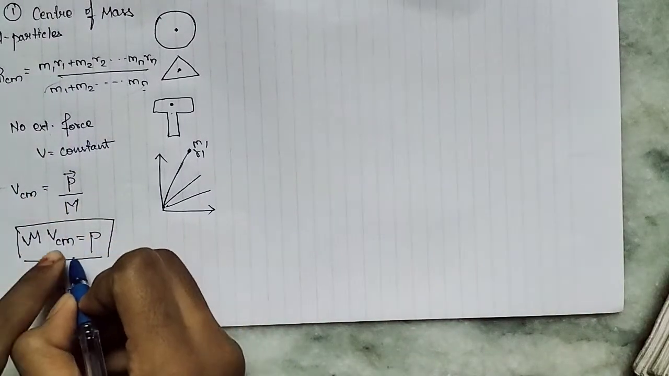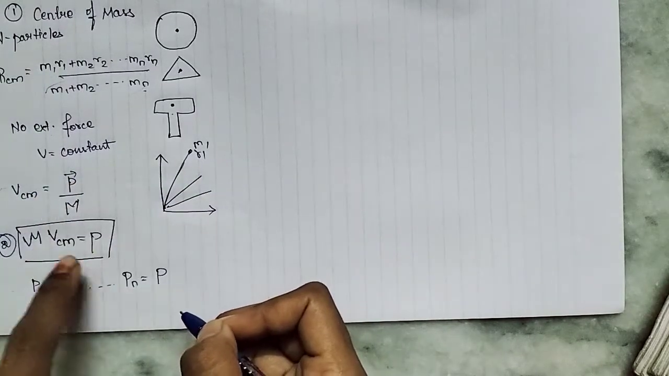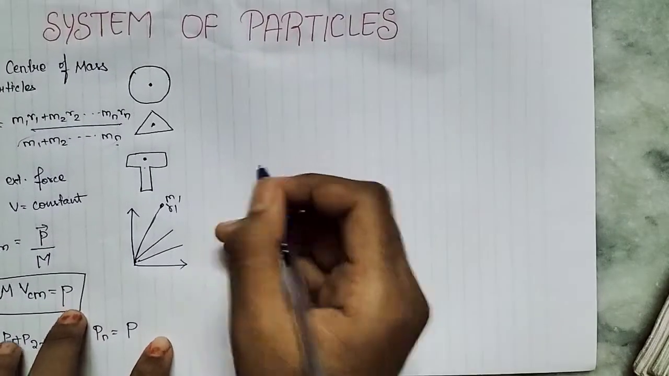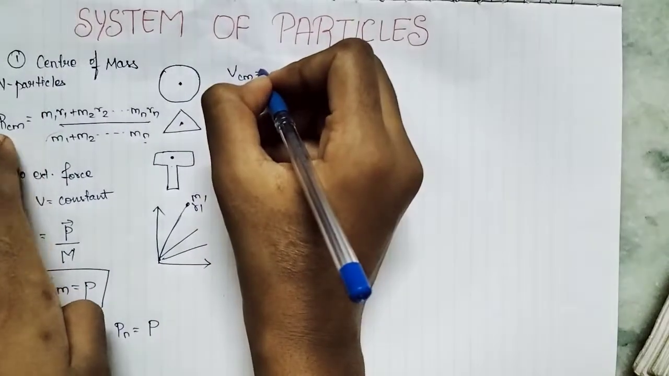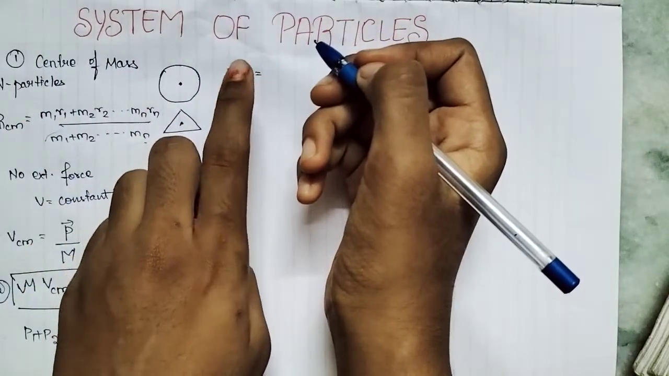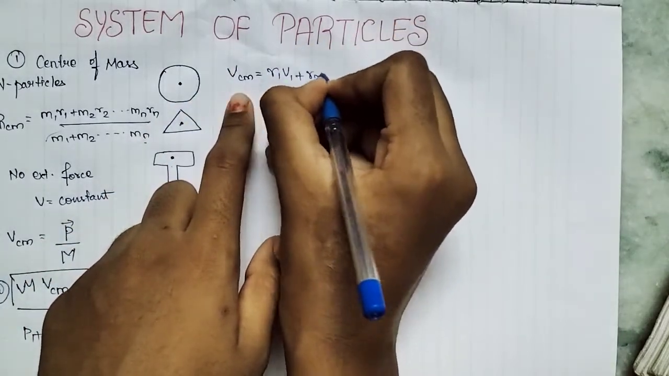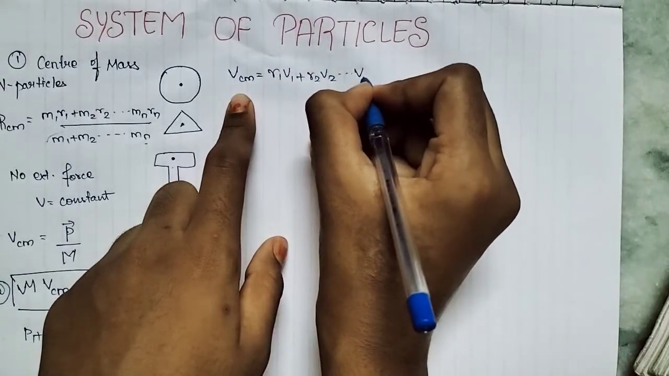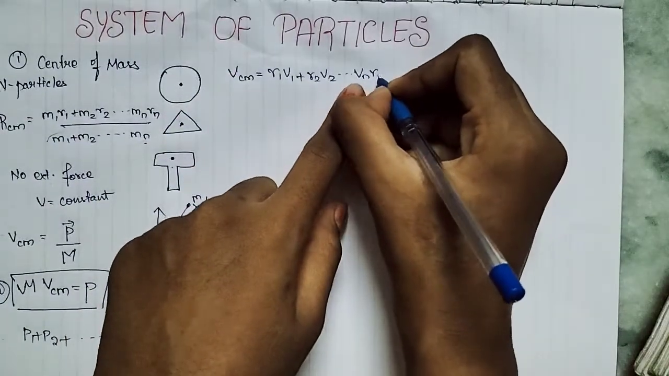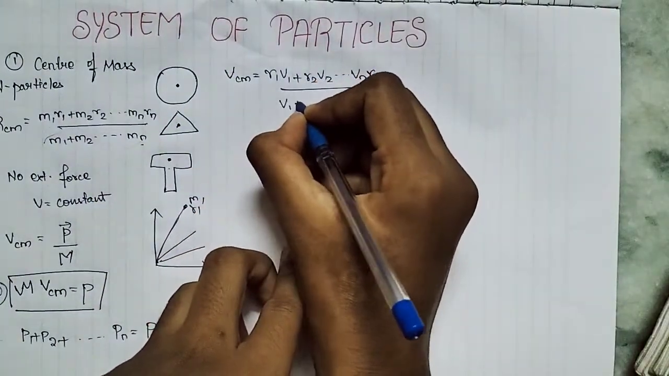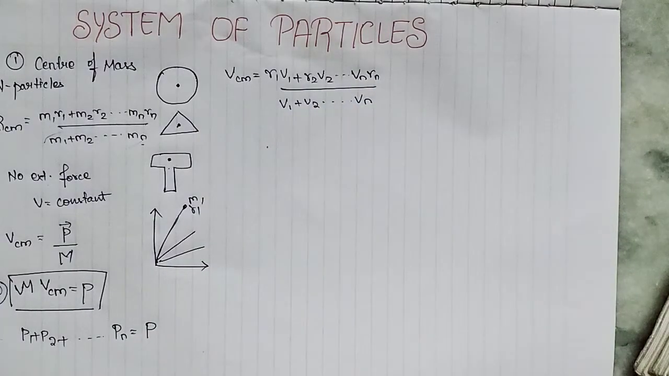I told you how to find the VCM. This is the second formula, the momentum formula. How to find this VCM is something different, but the same. See, RCM is the position. Now I am going to give you the velocity of the center of mass. It is R1 V1 plus R2 V2 and so on to Rn Vn, divided by the total velocity V1 plus V2 and so on till Vn. Clear? Shall we move to the next formula?